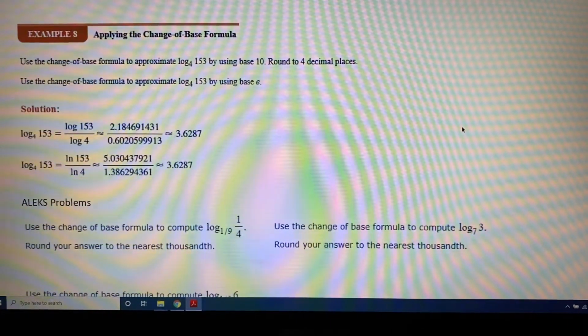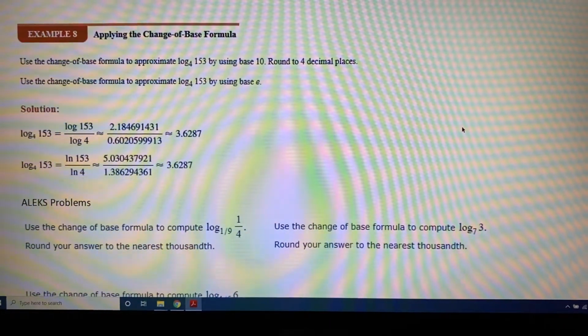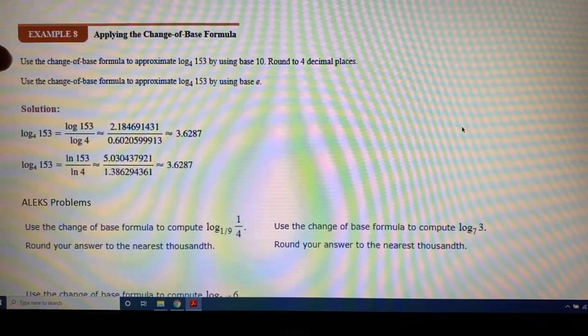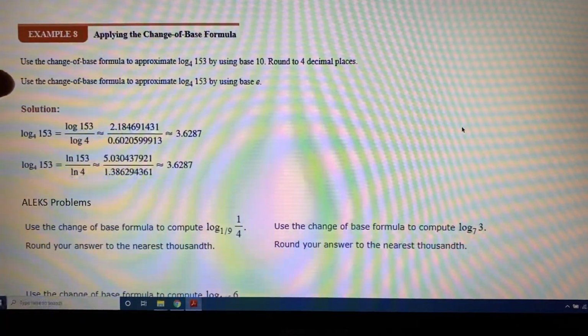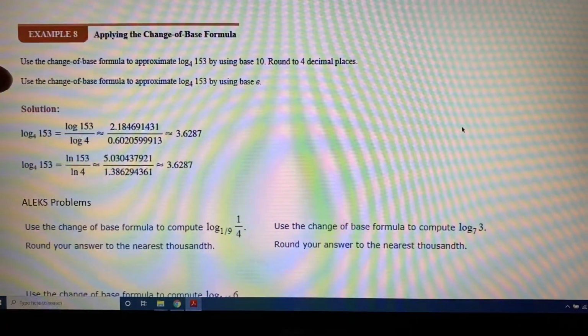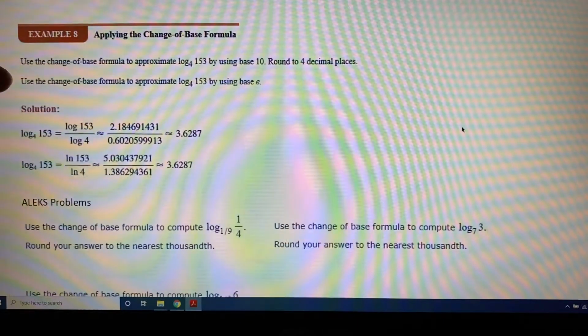All right, let's do an example involving the change of base formula. Use the change of base formula to approximate log base 4 of 153 by using base 10, round to 4 decimal places. Then, when you're done with that, use the change of base formula to approximate log base 4 of 153 by using base e.